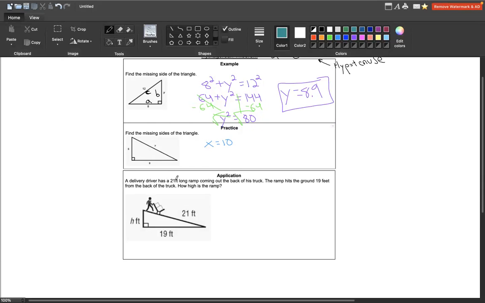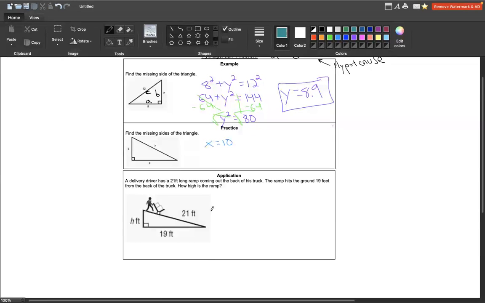The delivery driver has a 21-foot long ramp. That's this ramp here coming out the back of his truck. So this would be the back of the truck here. The ramp hits the ground 19 feet from the back of the truck. So there's the 19 feet where it hits the ground. How high is the ramp?